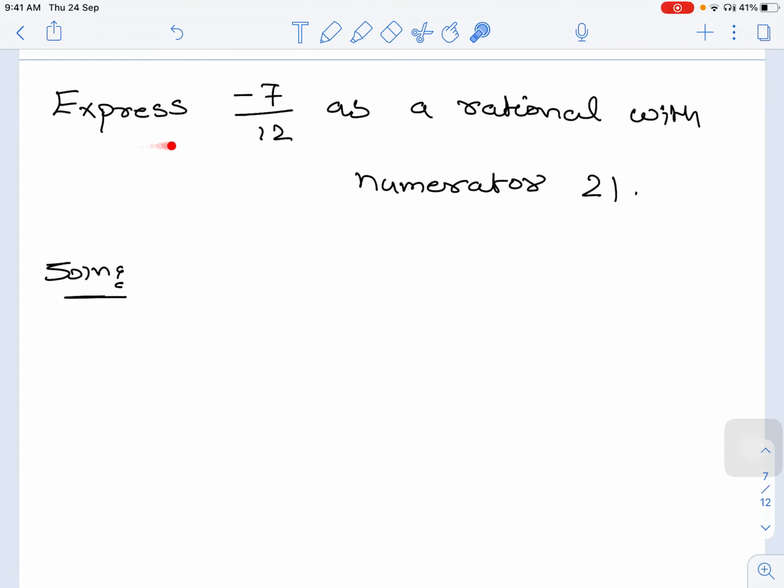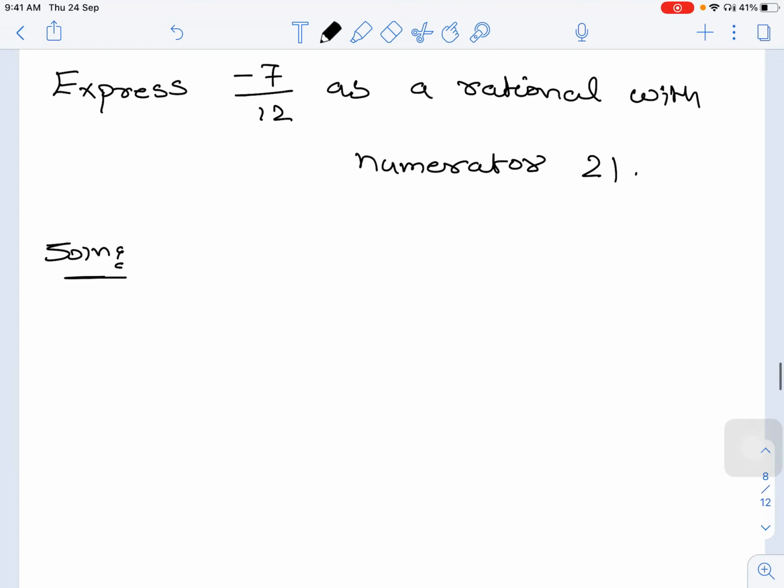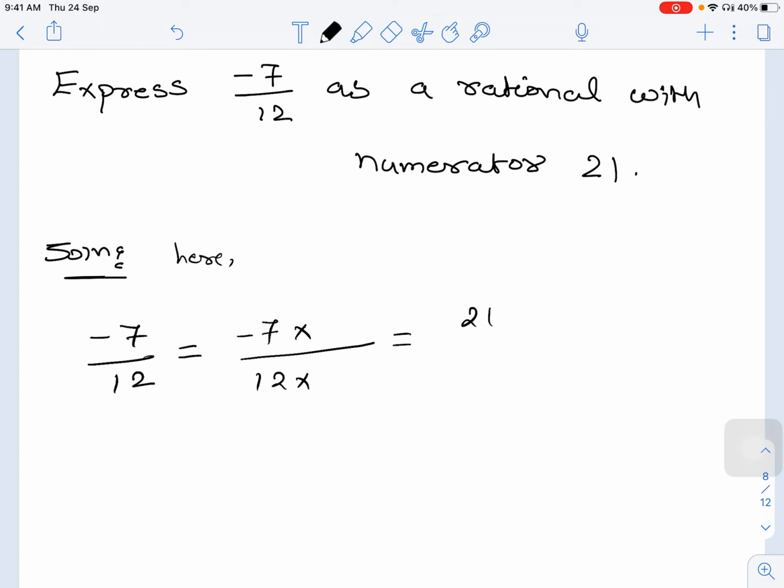Now here it is given: express minus 7 upon 12 as a rational number with numerator 21. So let us represent it. Now what number do we have? We have minus 7 upon 12 equals to. Now what do we want to do? We want to convert this numerator to 21. So we have to increase, means we have to multiply. So I'm writing it this way. Now what must be the numerator? It must be simply 21. Denominator, we don't know, whatever we will get here, the same will multiply.